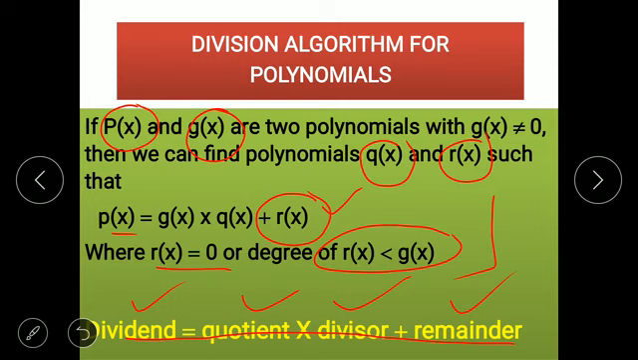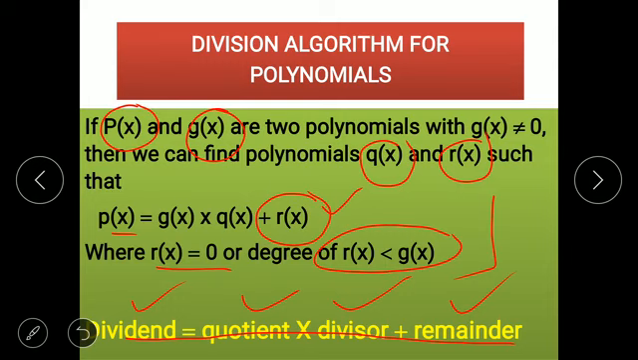Dividend is equal to quotient into divisor plus remainder, and when we talk about this division algorithm for polynomials, what is the main thing? Remember, the remainder polynomial can be 0, or the degree of the remainder polynomial will always be less than the degree of the divisor polynomial. Okay, let us do the problems, then we will get more clarity.